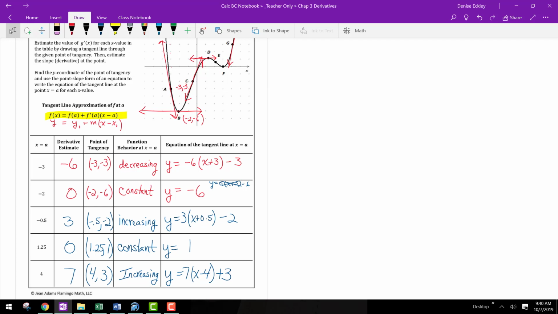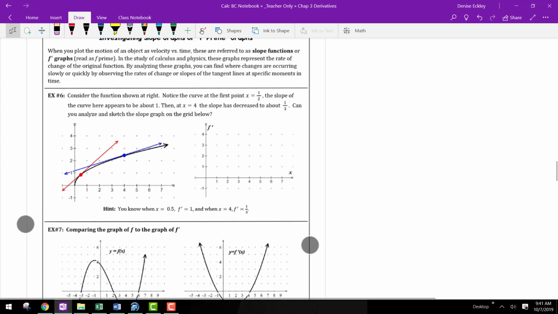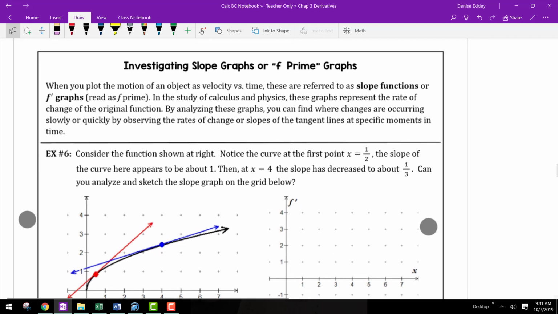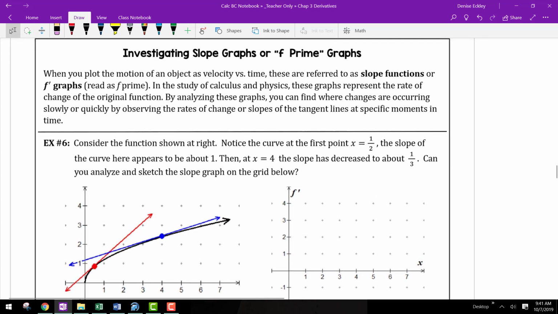Okay, so now let's investigate slope graphs, or F-prime graphs. So let's do that next, which is the next page. Okay. So when you plot the motion of an object as velocity versus time, these are referred to as slope functions, or F-prime graphs. In the study of calculus and physics, you'll see a lot of what we're doing is highly interchangeable between the two topics.